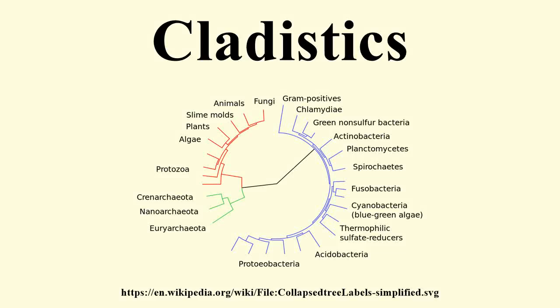Cladistics is an approach to biological classification in which organisms are categorized based on shared derived characteristics that can be traced to a group's most recent common ancestor and are not present in more distant ancestors. Therefore, members of a group are assumed to share a common history and are considered to be closely related. The techniques and nomenclature of cladistics have been applied to other disciplines.